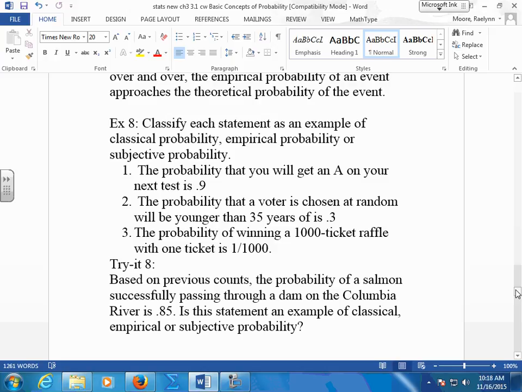The probability of winning a 1,000 ticket raffle with one ticket is 1 out of 1,000. Well, there are 3 examples that you put on the board, and there are 3 probabilities, so that's the theoretical, classical. Well, it could have been that we used 2. We didn't have to use all 3 different ones, right? But that is your classical or your theoretical. That one's not going to change. If there's 1,000 tickets and 1 winner, 1 out of 1,000. If there's 10 tickets and 1 winner, 1 out of 10.